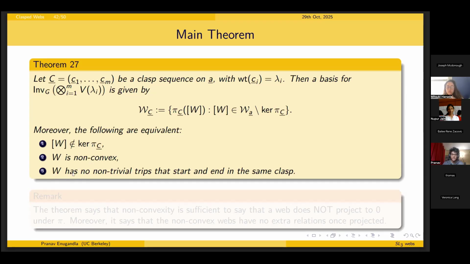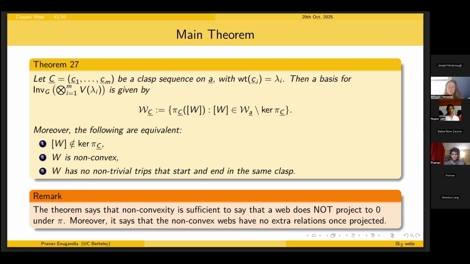So this is more like a mysterious condition 3 that we have, which just says that you have no trips that start and end within the same clasp. This is some sort of generalization of, if you think back to SL2 webs, where Kuperberg talks about U-turns, or like not having any U-turns. There I only had simple strands. I didn't have these complicated trips, but the generalization of not having U-turns within a clasp is the following: you don't have trips that start and end within the same clasp.